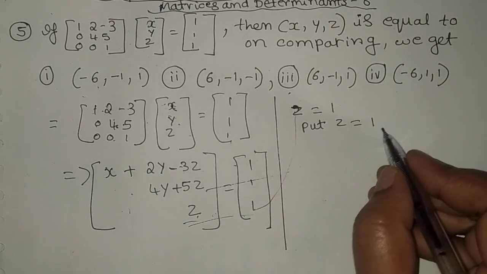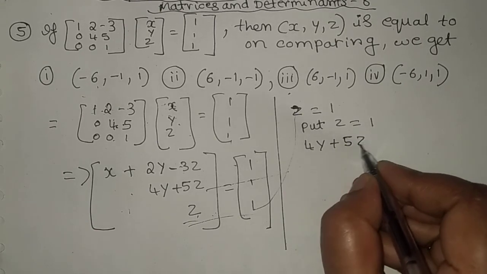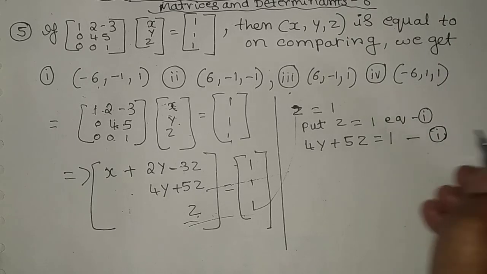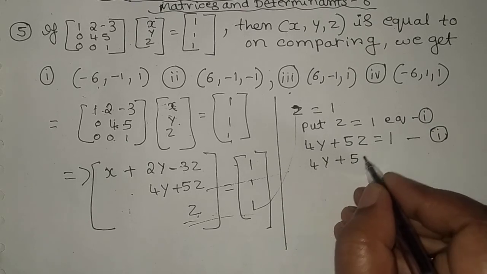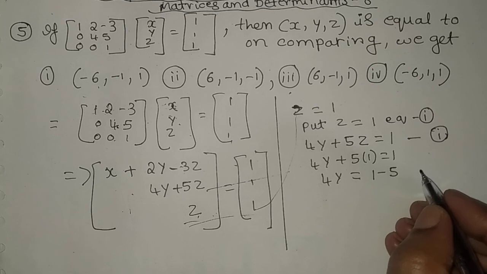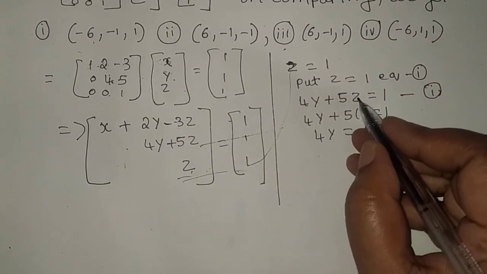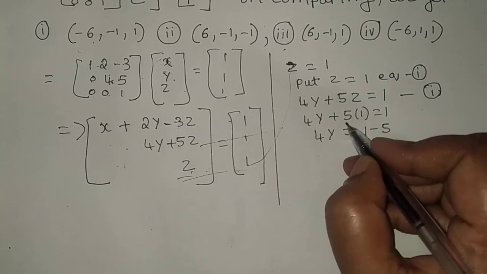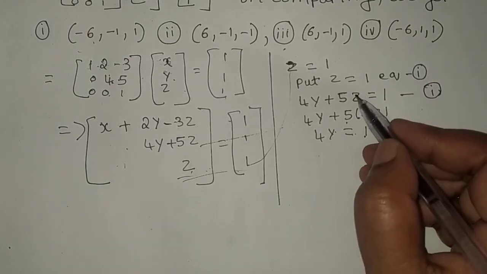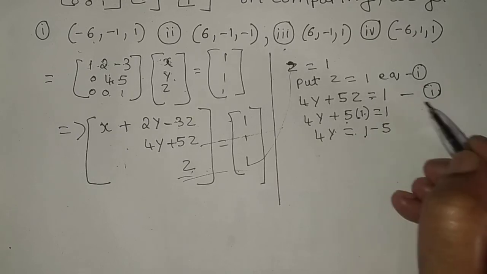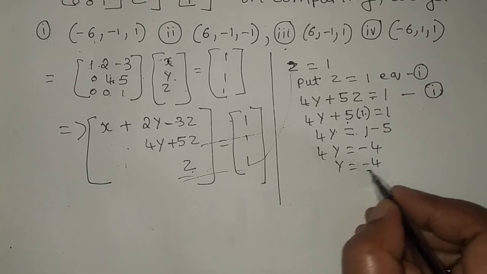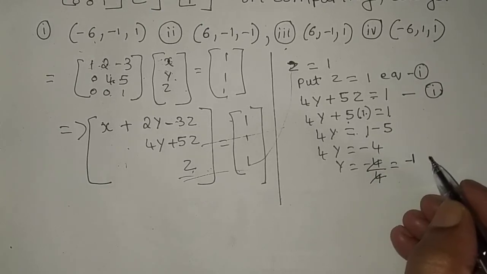in the next equation. We'll take one more equation here, that is 4y plus 5z is equal to 1. This is equation 1. So we substitute for z in 4y plus 5z is equal to 1, that is 4y is equal to 1 minus 5, that is 4y is equal to 4 minus 1... therefore y is equal to minus 4 by 4. Cancel this, we will get minus 1. y as minus 1 we are getting.